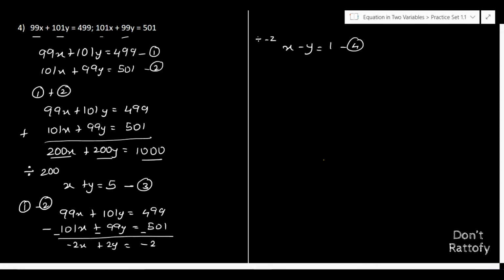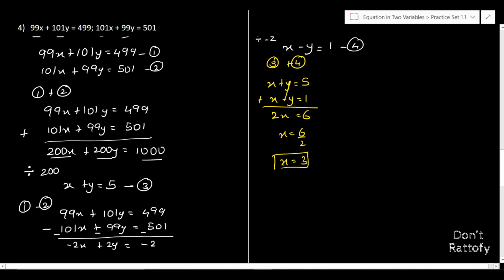Okay, so how am I going to do this? Now listen, what I am going to do is add equation 3 and 4, that is equation 3 plus equation 4. If I do so, I will get x plus y is equal to 5 and I will get x minus y is equal to 1. If I add these two, I will have 2x, plus y minus y gets cancelled, and 5 plus 1 is equal to 6. So I will have x is equal to 6 by 2. I have the value of x as 3 here.